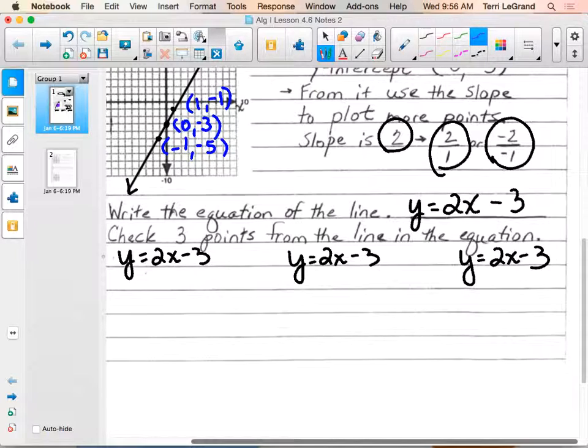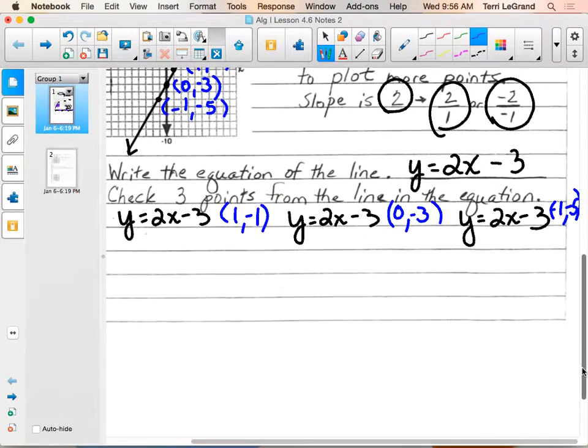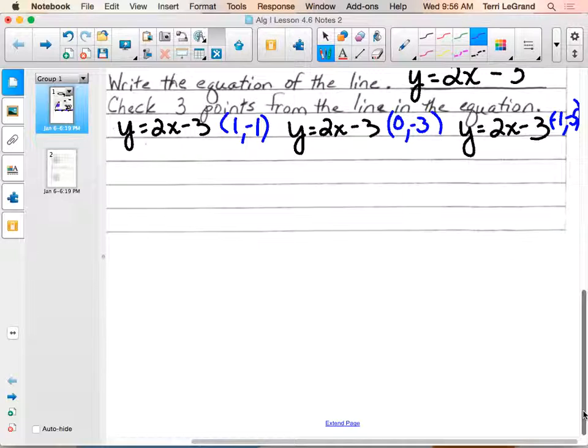So what we're going to do now is take those ordered pairs and substitute them into our equation that we wrote, and make sure that they check out. They should make our equation true if we have a good equation. So we have the ordered pair names, we have our equation, let's do our substituting in and see what happens. What's going in for y for this first one? Negative 1. What's going in for x? Positive 1, and then we have our subtract 3.